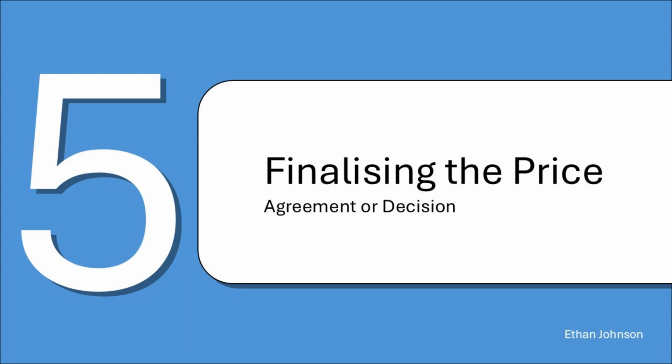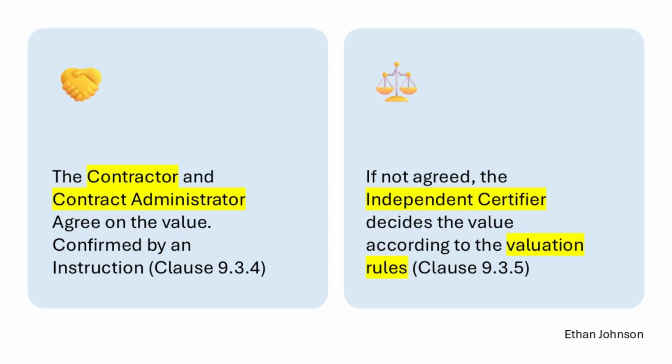We have now built the entire price for the variation. We started with the base value and we've added the on-cost. So the final piece of the puzzle is making that price official, and the standard gives us 2 clear paths to get it done. Path number 1, the one everyone hopes for, is agreement. Under clause 9.3.4, the contractor and the contract administrator just talk it through and agree on the value. It's collaborative, it's efficient. But what happens if they just can't see eye to eye? Well, the process doesn't just stop. That's when clause 9.3.5 kicks in.